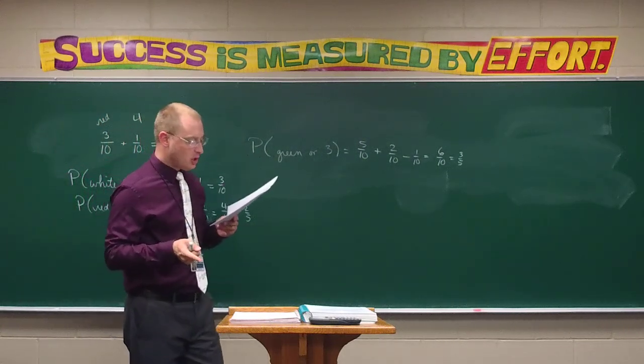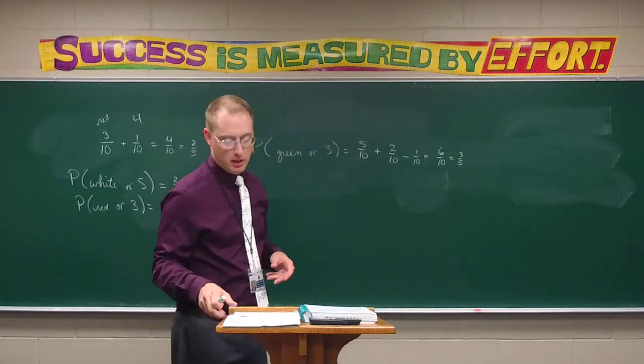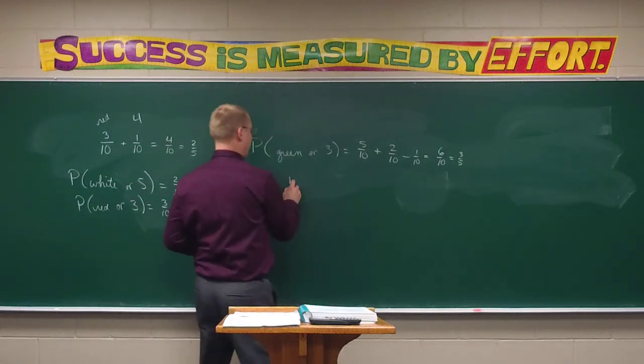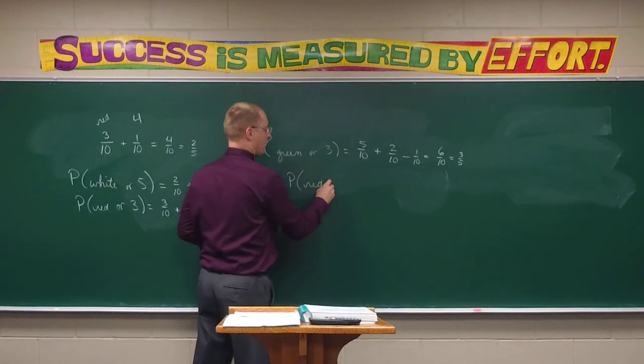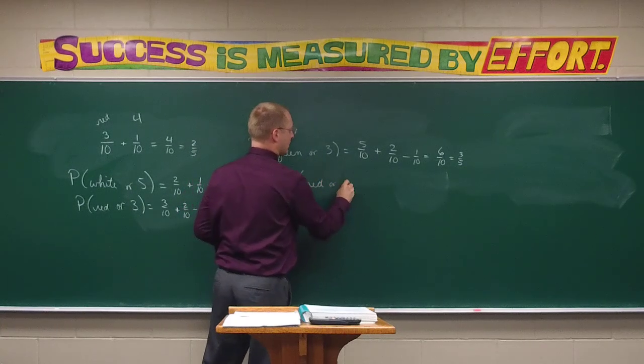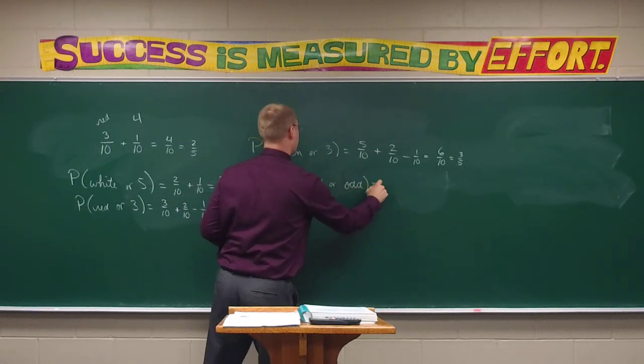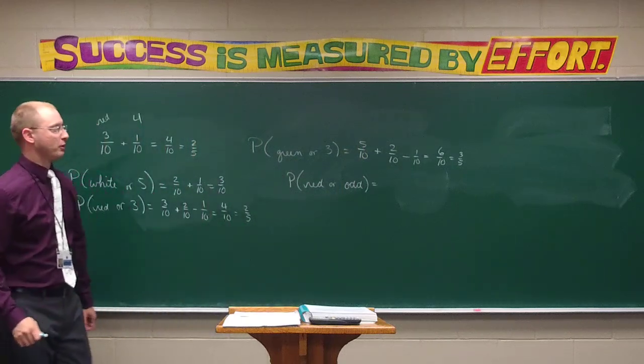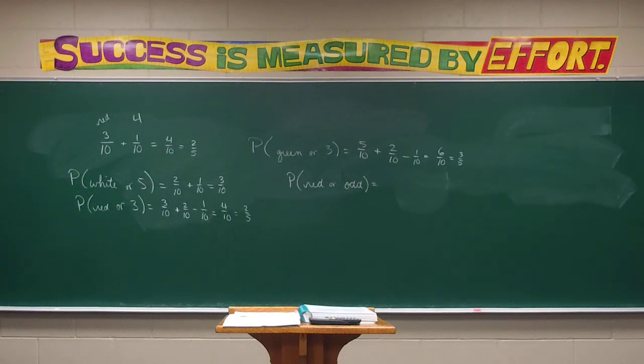The ball's red or has an odd number? The ball is red or has an odd number on it. Take a moment to think that one through. Start by finding the probability of red, then find out how many odd, and then subtract any that happen to be both red and odd.